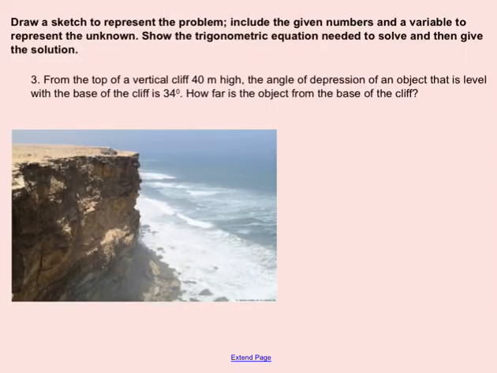From the top of a vertical cliff, so here's my cliff right here. The vertical cliff is 40 meters high, so our cliff here is 40 meters high. The angle of depression of an object that is level with the base of the cliff is 34 degrees. So we're looking out into this beautiful ocean, and we just pick a spot. We maybe see a surfer right there. Okay, so then we're looking down to that surfer. Hey there, little guy, let's draw him. And there's his little surfboard. Anyway, so the angle at which we're looking is 34 degrees.